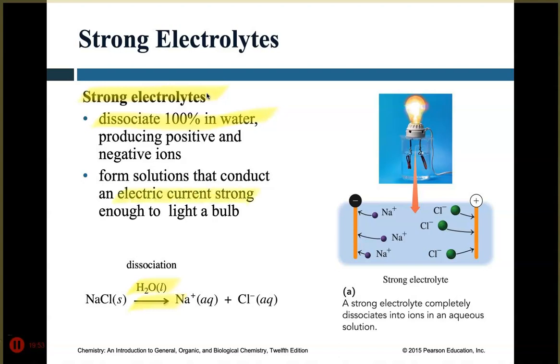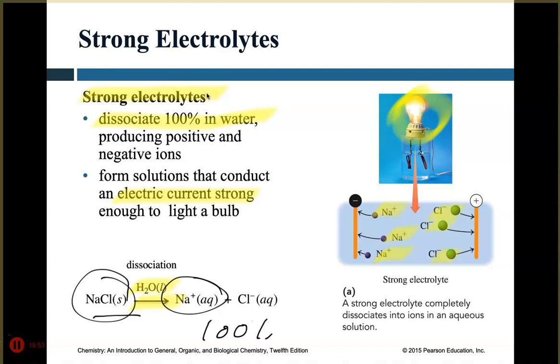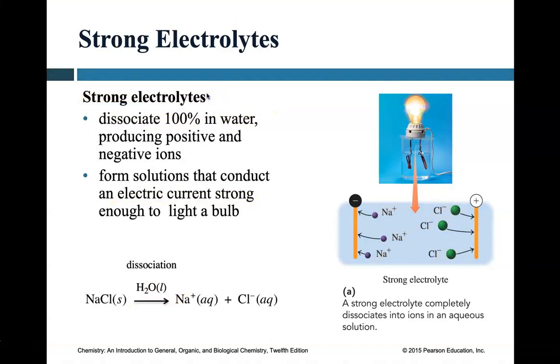It's going to be able to conduct an electrical current. So if you have a solution of sodium chloride, and then you actually attach a power source with a light bulb to it, it will light up. That is a strong electrolyte. 100% dissociated. It means all of this NaCl is gone, in the sense that it's gone as a solid compound. It only exists as aquated anions and cations.